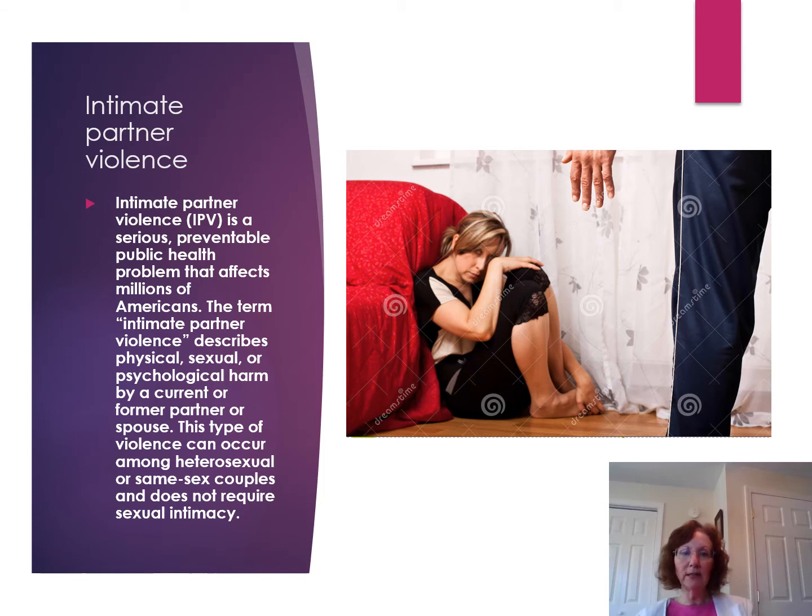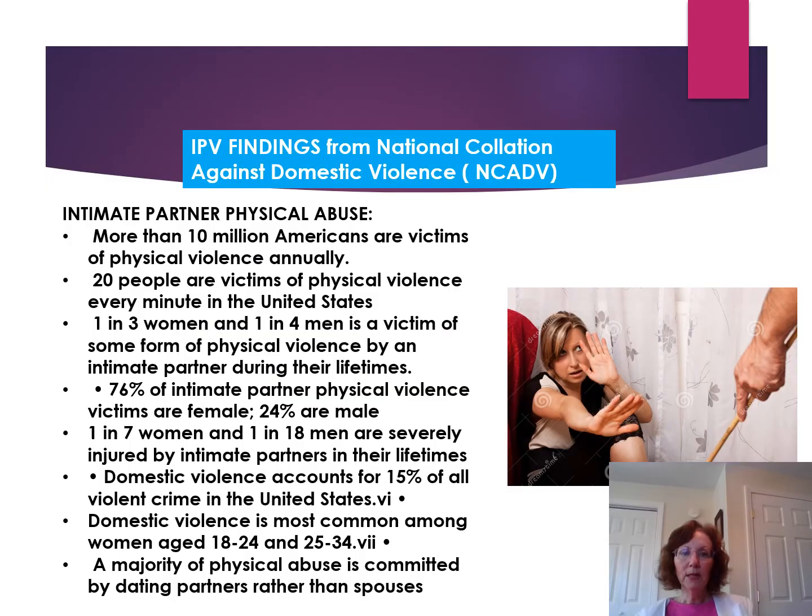Intimate partner violence is a serious, preventable public health problem that affects millions and millions of Americans. The term IPV describes physical, sexual, and psychological harm by a current or former partner or spouse. This type of violence can occur among heterosexual and same-sex couples and does not require sexual intimacy. Here are IPV findings from the National Coalition Against Domestic Violence.